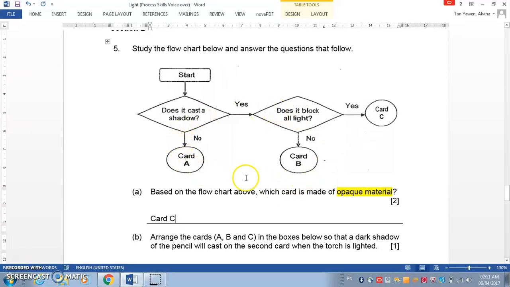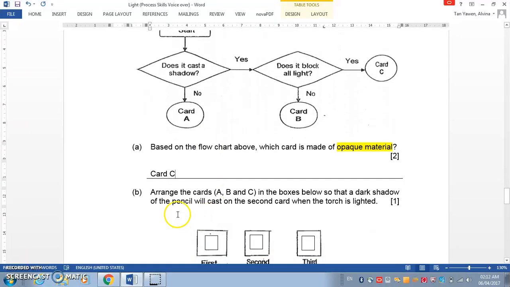So let's look back at the question again to see what are the properties of the other cards. So card B, it casts a shadow, yes, so it does block light, but it does not block all the light. So hence, B should be a translucent object, or it does not allow all light to pass through. So hence, it allows some light to pass through. A over here, since it does not cast a shadow, it is not able to block any light. So since it does not block any light, it should be a clear or transparent object.